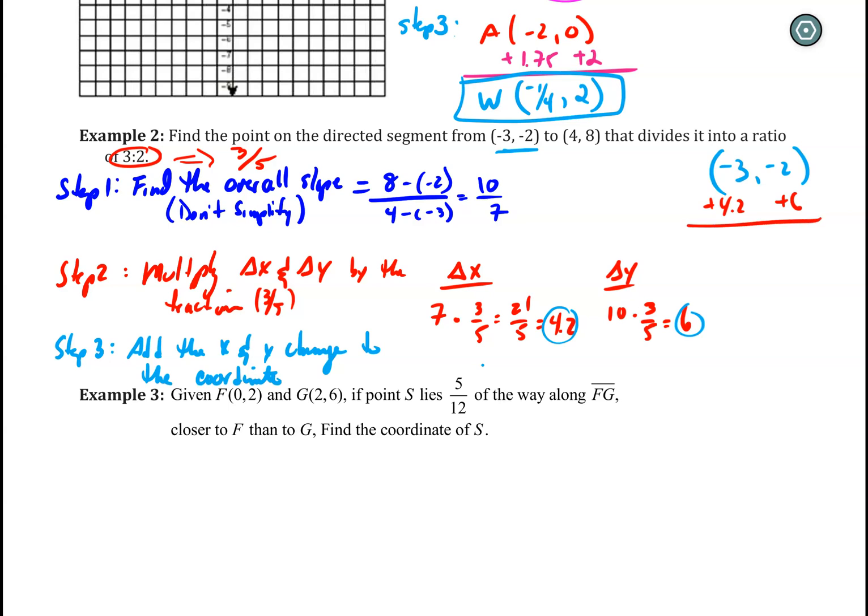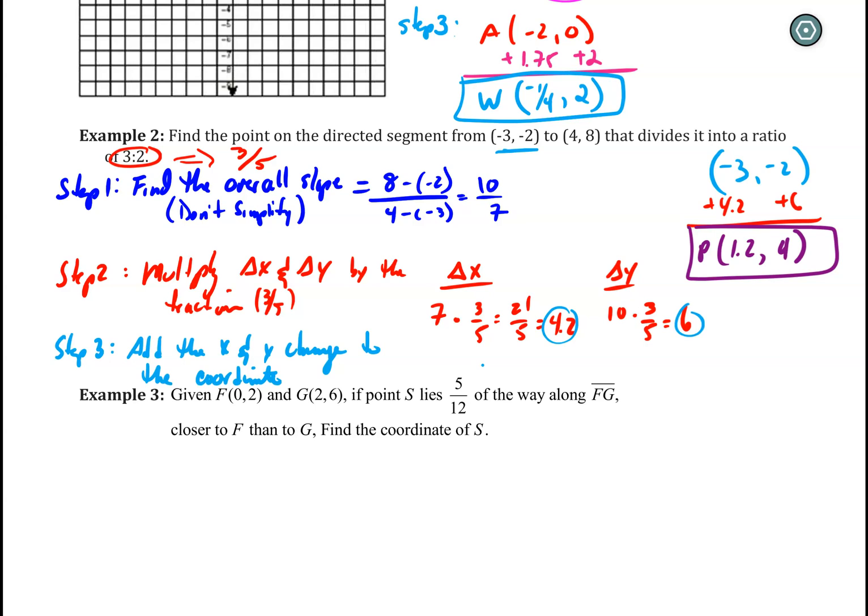All right, so that's going to give us a final answer of... What do we get? That's 1.2, and this is 4, and we'll call it point P for this one here. So point P, don't forget your parentheses because it is a coordinate. I'm just going to arbitrarily call this point P. So the point that divides this segment into a ratio of 3 to 2 is (1.2, 4).